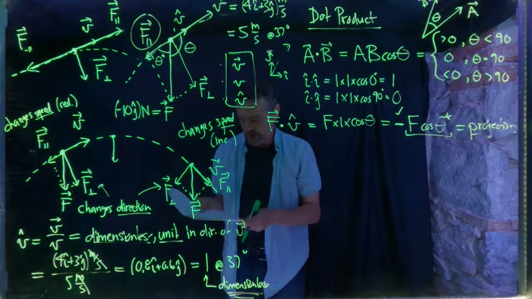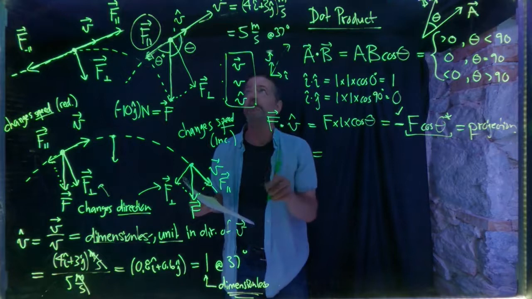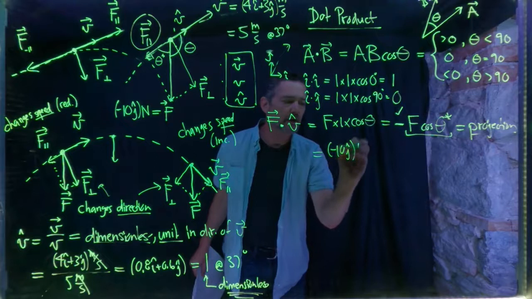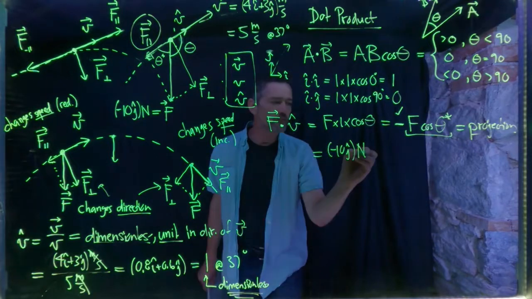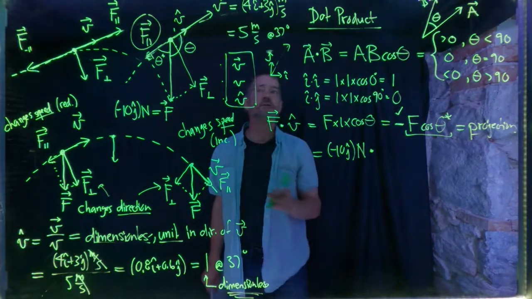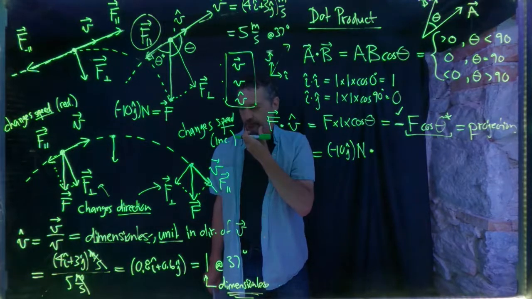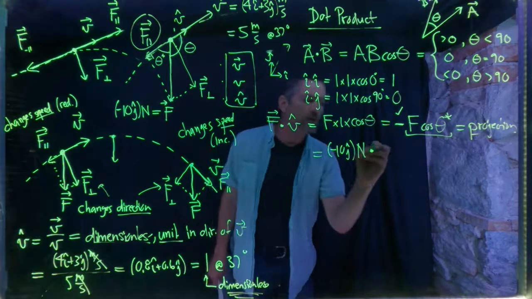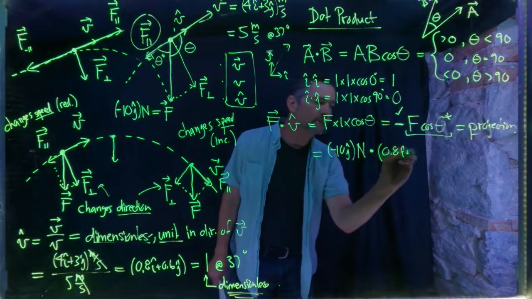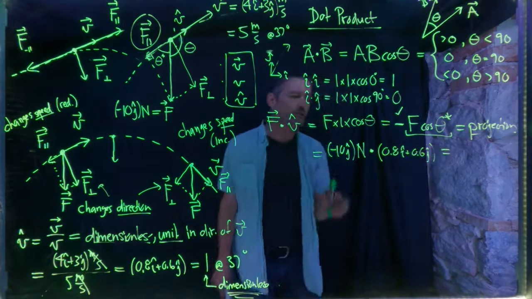Now let's actually work it out algebraically. So we'll take the vector F. What was that? The vector F was negative 10 j hat, and then the units, newtons, vector dot product with a unit vector in the direction of the velocity. What was that? This board is full, down here. A unit vector in the direction of the velocity is 0.8 i hat plus 0.6 j hat, dimensionless.